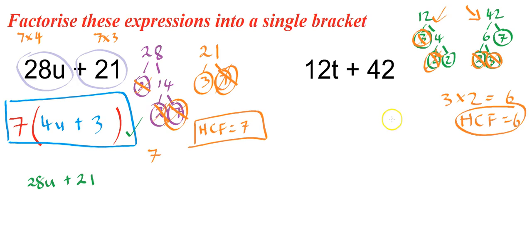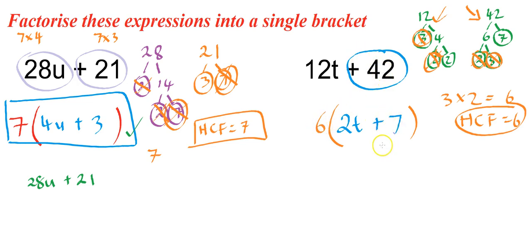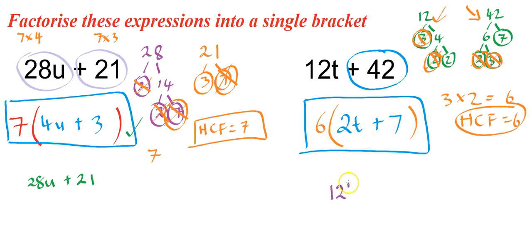I want to use this information. That 6 goes here, outside the brackets. What goes inside the brackets? 12 divided by 6 is 2, so it's 2t. And positive 42 divided by 6 is positive 7. This should be the answer. This should be the correct expression, but let's check. 6 times 2 is 12, so it's 12t, and 6 times positive 7 is positive 42. Is that what we started with? 12t plus 42, that is what we started with, therefore that is correct.